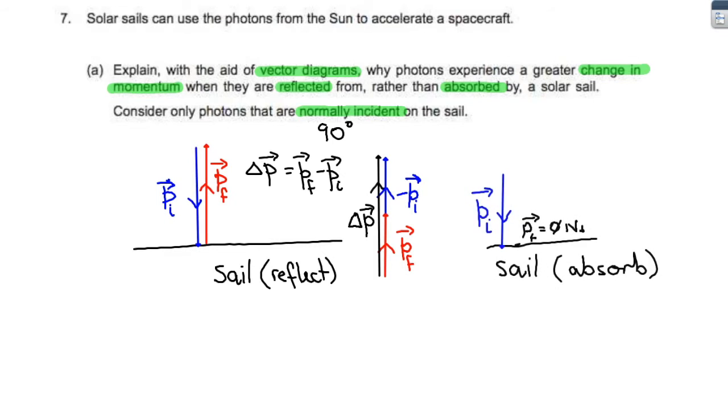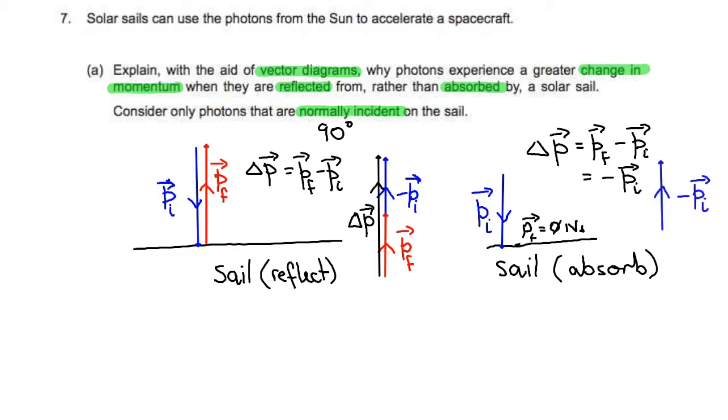Now for the example where the photon is being absorbed, I still have the initial momentum coming in as blue, but the total momentum is going to be equal to 0. Therefore, mathematically, the change in momentum is going to be equal to the minus of the initial momentum. So now if we do a vector diagram, the change in momentum is simply going to be equal to the magnitude of the initial momentum.